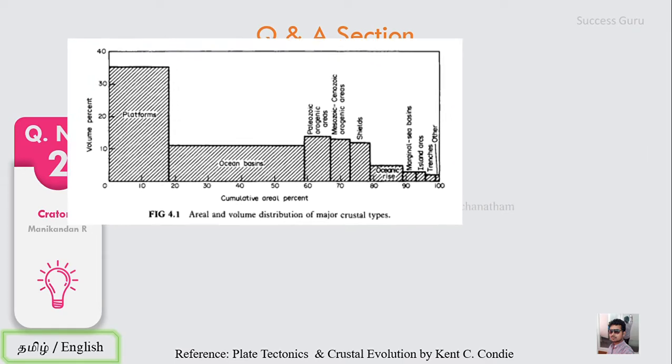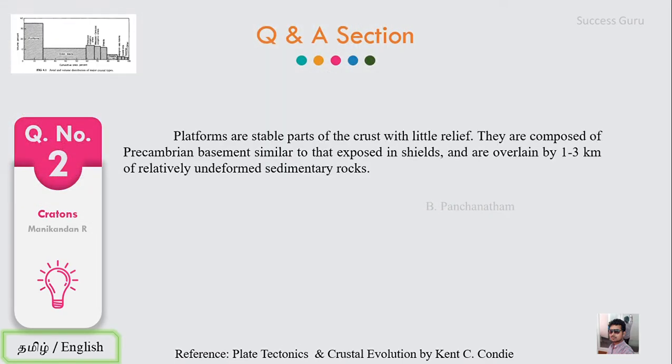So this is the generalized distribution of major crustal types. Platforms are stable parts of the crust with little relief. They are composed of Precambrian basement similar to that exposed in the shields and are overlain by 1 to 3 kilometers of relatively undeformed sedimentary rocks. As you know, shields are the Precambrian rock exposed on the surface. If a shield has a sedimentary cover, then it is called a platform.